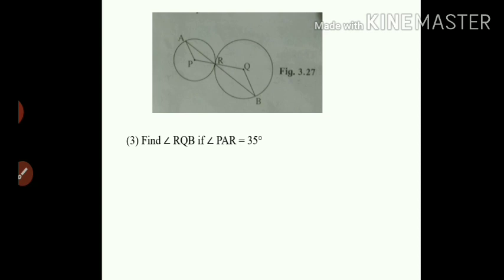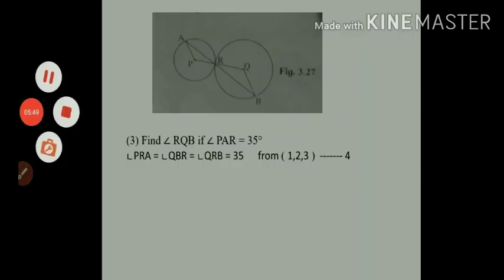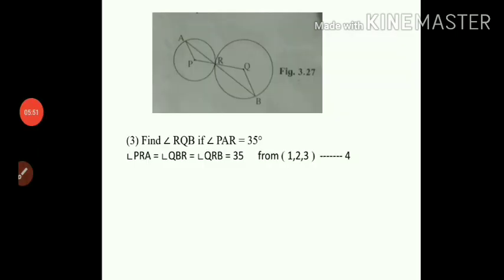Now the next sub-question is to find angle RQB, if angle A, meaning angle PAR, is 35 degrees. From 1 to 3 we get that angle PRA is equal to angle QBR, which is equal to angle QRB, which is equal to 35. This will be statement number 4.